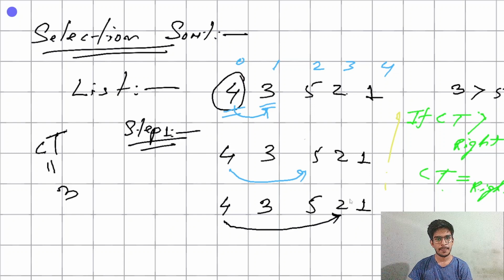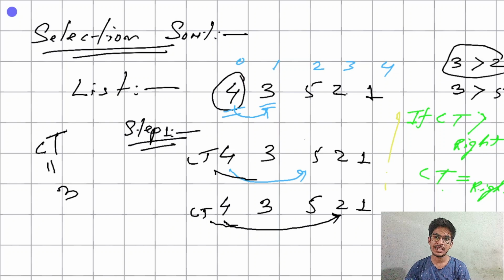Now 2, actually not the 4 with 2, it's CD with 2. So it will compare with CD with 2. It will be CD with 5, CD with 2, and in this case 3 is less than 2, so this condition gets true. That means now CD will be updated to 2.